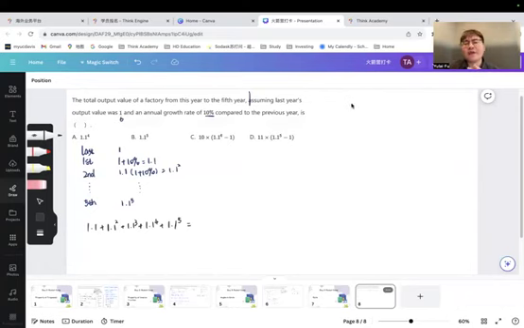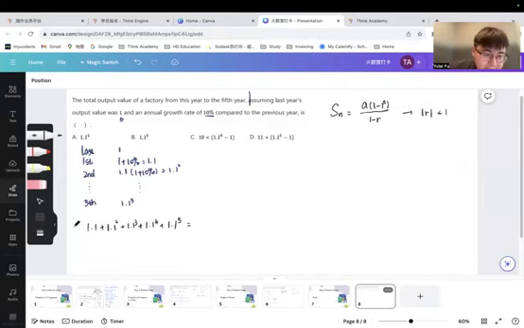So the formula to find the sum of a finite geometric sequence, because we only have a limited number of terms, is Sn equals A times 1 minus R to the power of n, where R is the common ratio, over 1 minus R. And this is only for the absolute value of R smaller than 1.